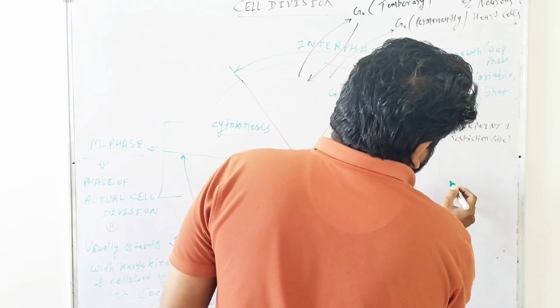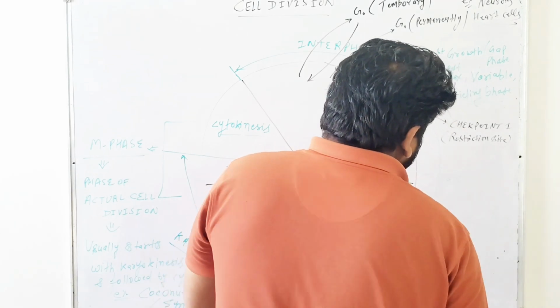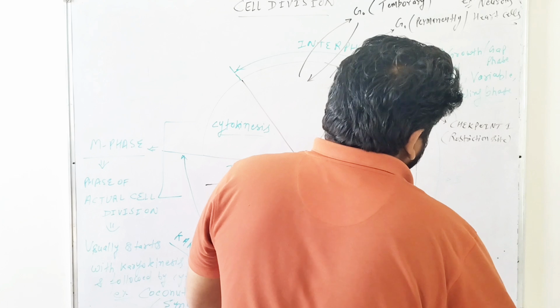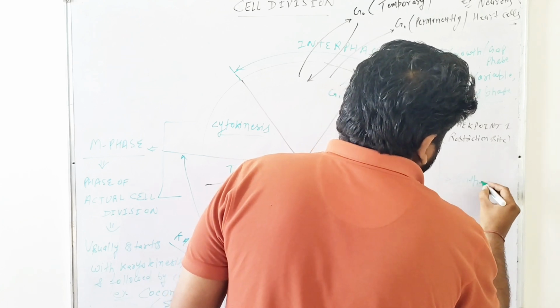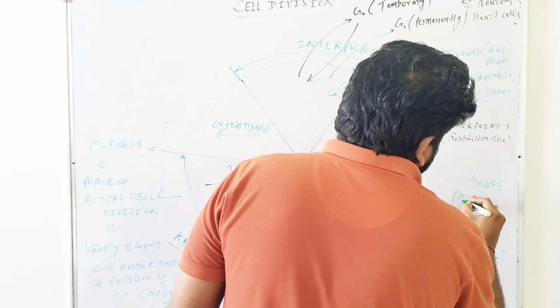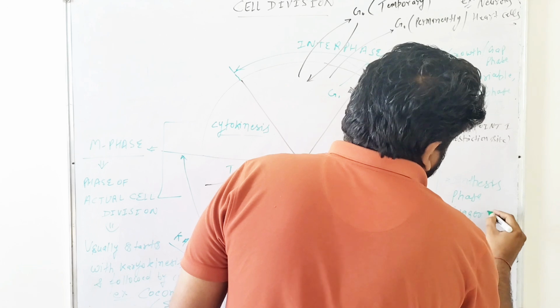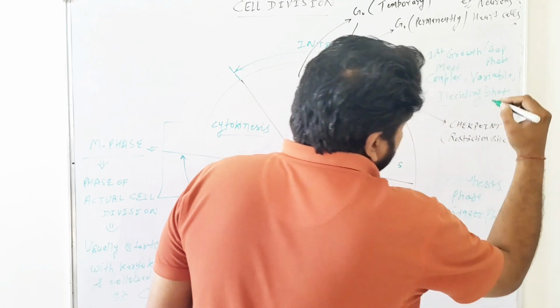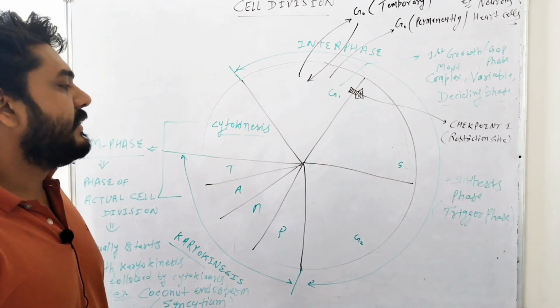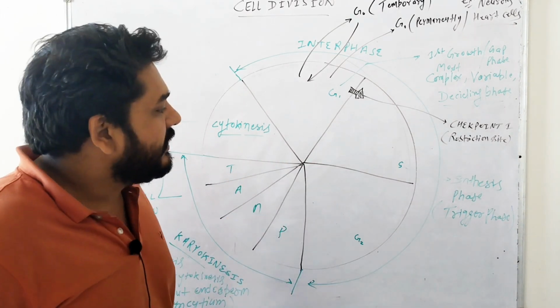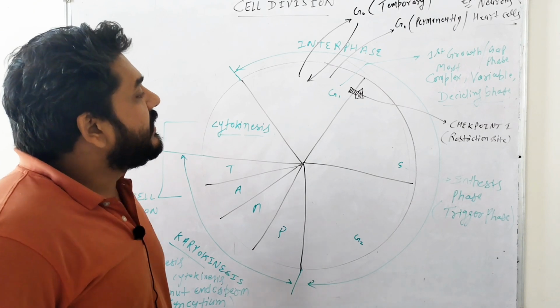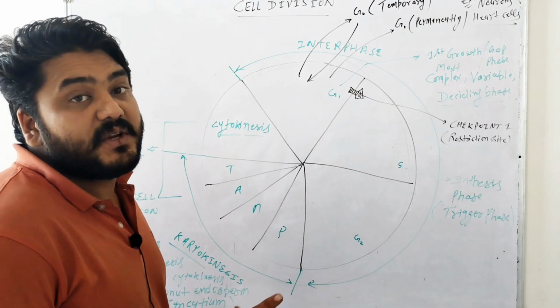This S stage is called the synthesis phase. This is also called what? Synthesis phase. Okay, this is also called the trigger phase. Why are we calling it the trigger phase? You know, trigger, like a gun trigger. So you understand one thing, that in the S phase something special happens.